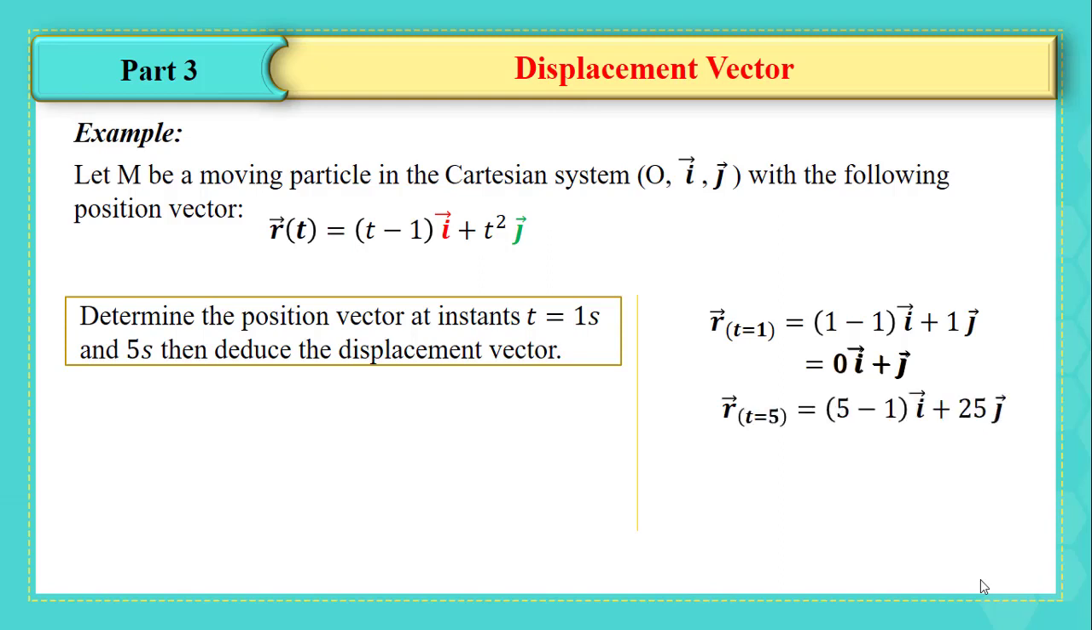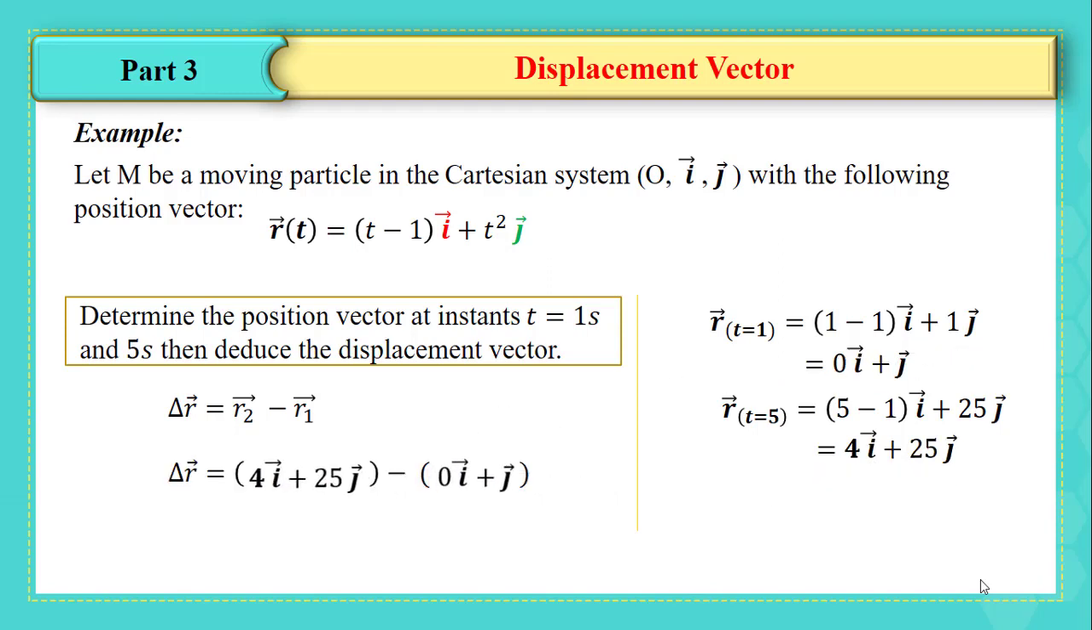r at time t = 5 is equal to 4i + 25j. Then, to find the displacement vector, we have to apply the rule r2 minus r1. By substitution, delta r will be equal to 4i + 24j.